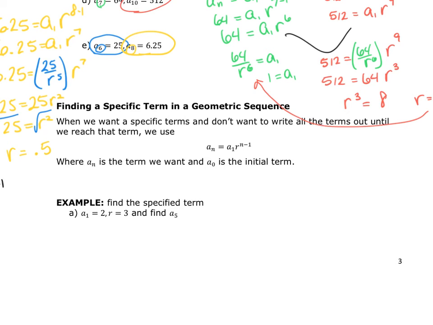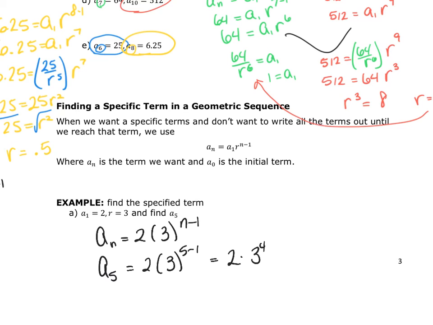All right. So when I'm trying to find a specific term in a geometric sequence, I don't have to write all the terms out. All I have to do is put all the information in the right places. If they give me the a sub 1 and the r, then I just start with my explicit or closed formula. A sub n is equal to 2 times 3 raised to the n minus 1. If I want a sub 5, then this is simply going to be 2 times 3 to the 5 minus 1. So 2 times 3 to the 4th, get my calculator out on that. So 2 times 3 raised to the 4th power is 162. And notice I'm not writing all of those out.